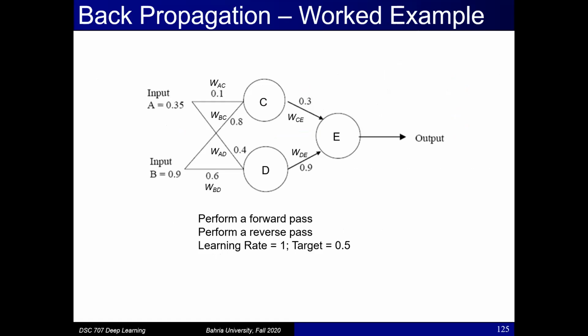So now let's replace the symbols with some numbers. Let's feed some numbers. We have some weights. Suppose this is a network and we have randomly initialized some weights. And this is our first training example.